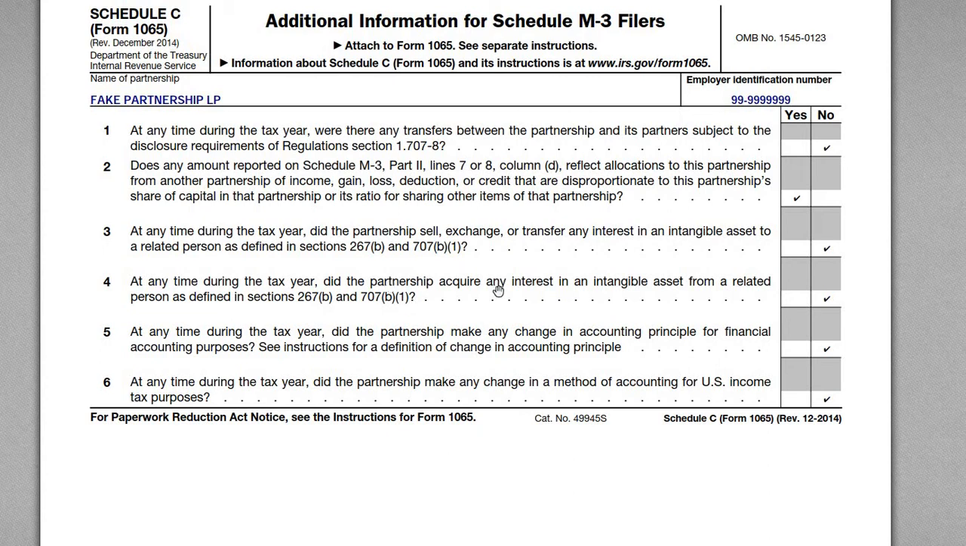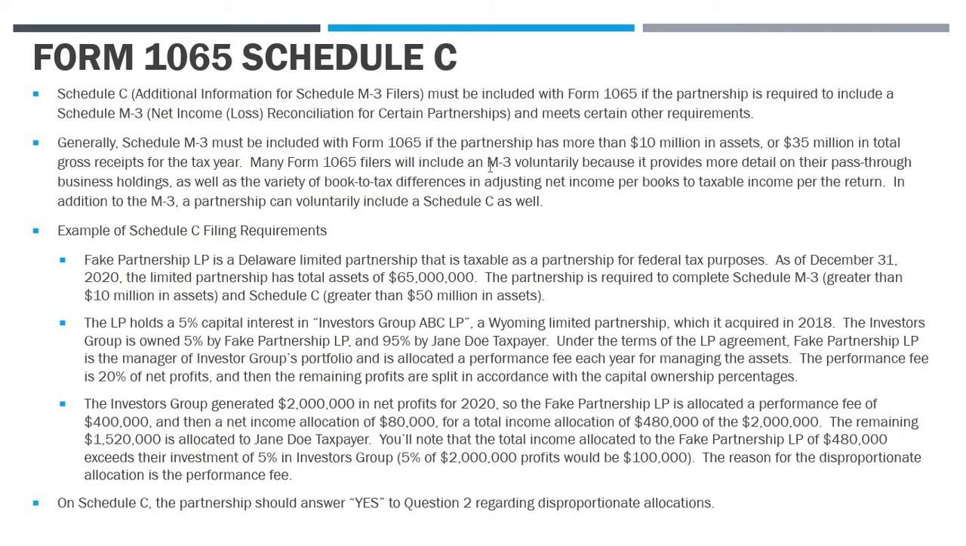So I have this in front of us as an example, and then I have a slide here with some of the rules around when you need to include this Schedule C, and then we have a fact pattern that we'll go through that will require us to answer yes to one of the questions that we'll see on the Schedule C attachment. So Schedule C must be included with a 1065 if the partnership also needs an M3.